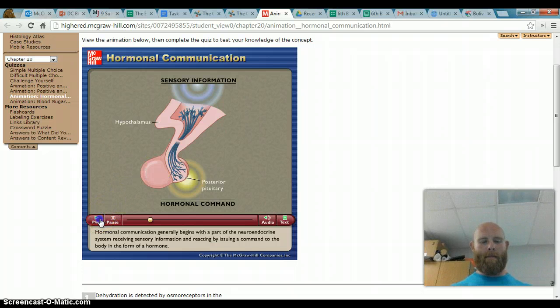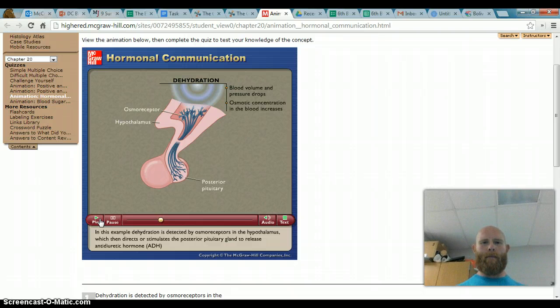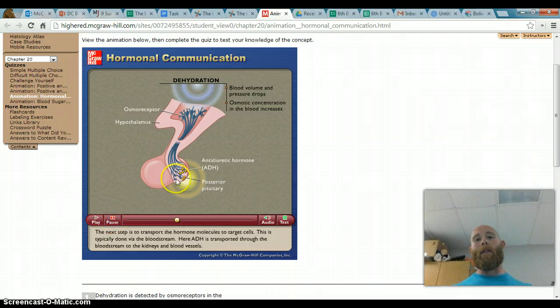So watch this. In this example, dehydration is detected by osmoreceptors in the hypothalamus, which then directs or stimulates the posterior pituitary gland to release antidiuretic hormone, ADH. So in this example, we're talking about dehydration. Again, this isn't specific necessarily to food intake, but it does help us understand the general functioning of hormone signaling and communication.